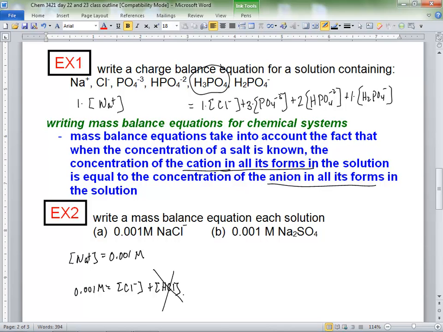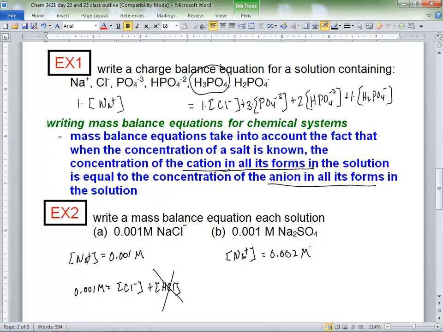Okay. B. The concentration of sodium in all its forms. There's only one form of sodium, but I still like to say it. The concentration of sodium in all its forms, because I don't screw up then, has to equal what number in this case? 0.002, because look at the formula. Good. You caught it.